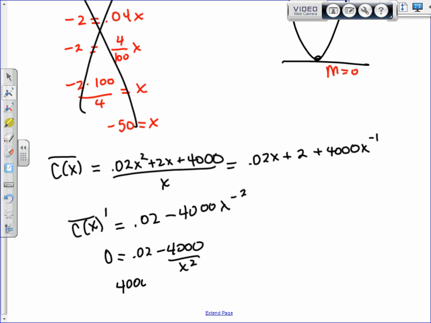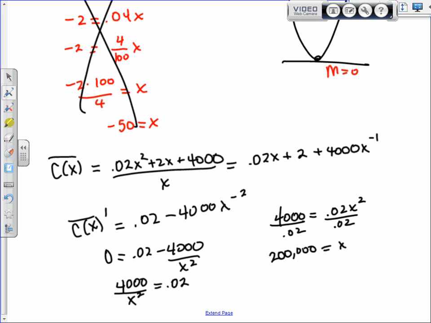So we get 4,000 over x squared equals 0.02. And it's just algebra. We're just solving for this equation. So you can multiply your x squared over and divide by 0.02. So 4,000 equals 0.02 x squared. Divide by 0.02. So 4,000 divided by 0.02. So help me out. Go ahead and divide that out. All right, equals x squared. So then take the square root. So x equals what?